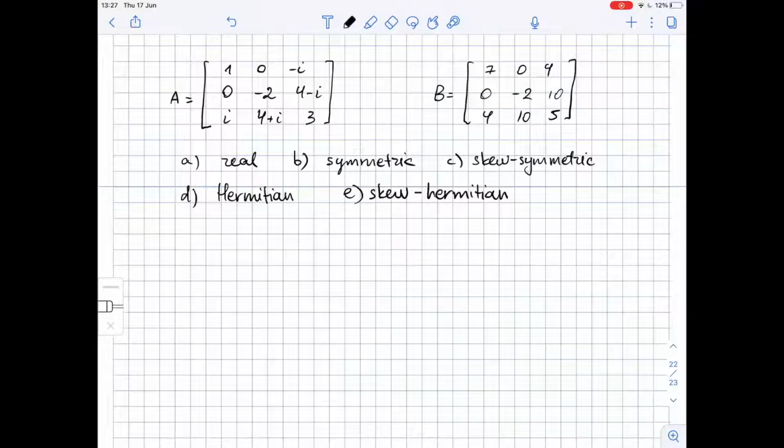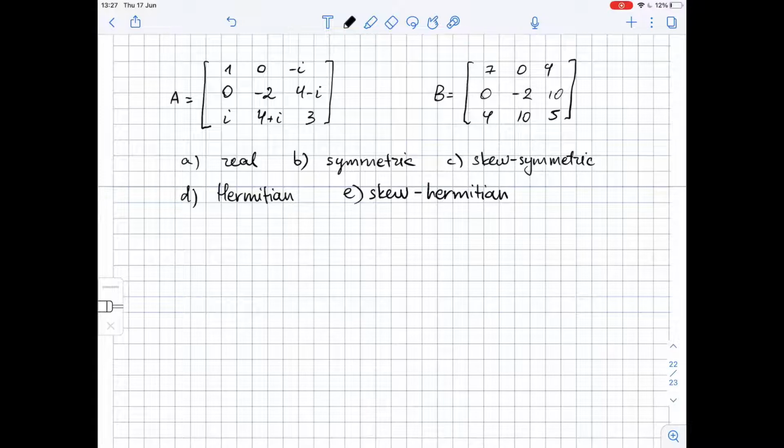So we are given matrices A and B, and we need to classify each of them according to the following terms. So we need to identify which of these matrices are real, symmetric, skew-symmetric, Hermitian, or skew-Hermitian. Well, let's start by reviewing all of these terms.